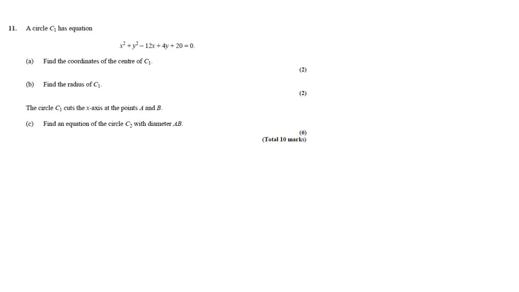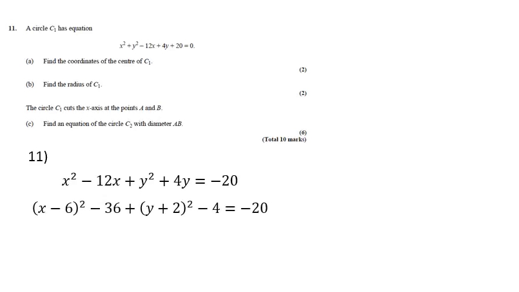Okay, so this is the equation of a circle, but it's not in the format we want it to be. So what we need to do is to complete the square for the question. I've just reordered the x squared with the minus 12x and the y squared with the plus 4y and put the 20 on the other side to make minus 20. So the x squared minus 12x turns into x minus 6 squared minus 36, and the y squared plus 4y becomes y plus 2 squared minus 4. Again, that's from Core 1.